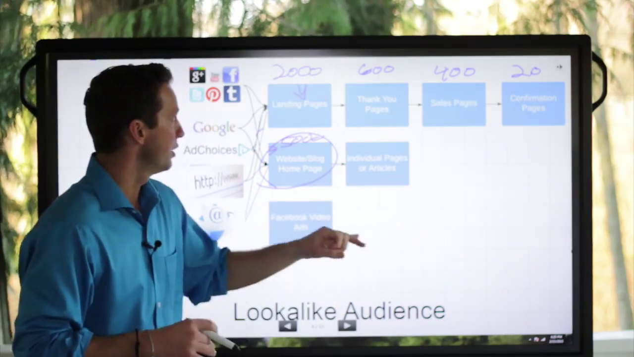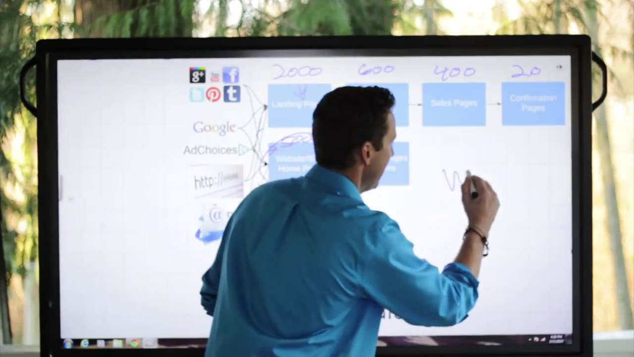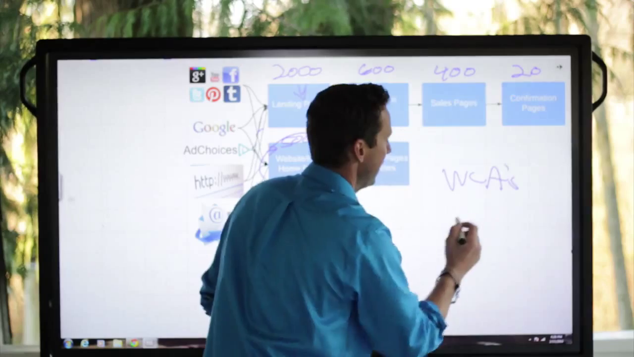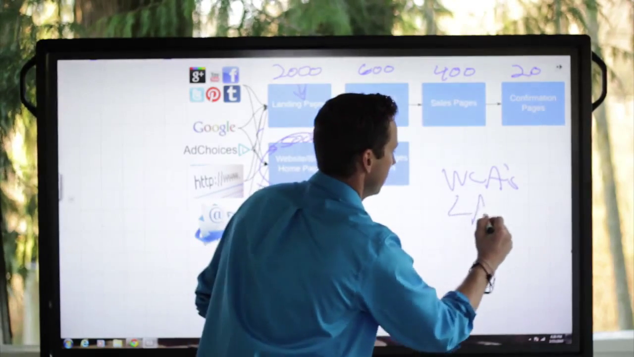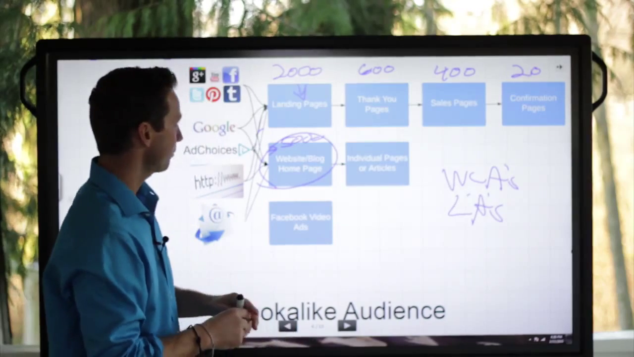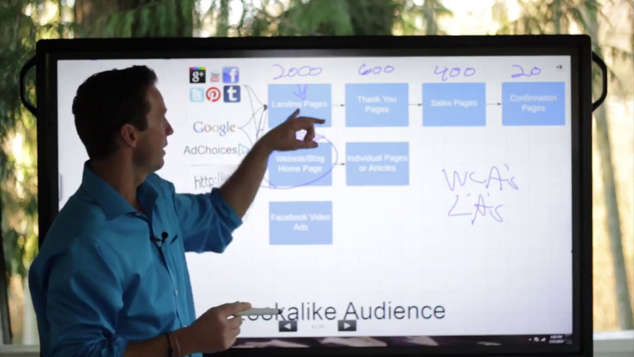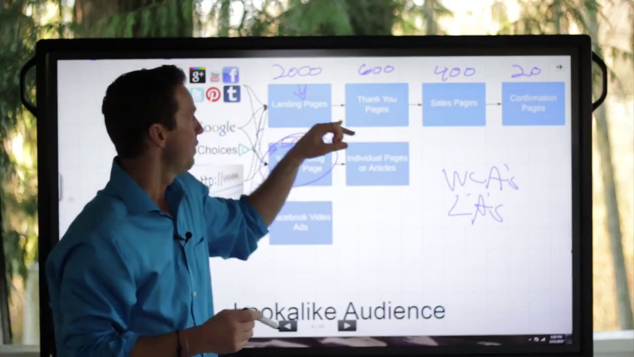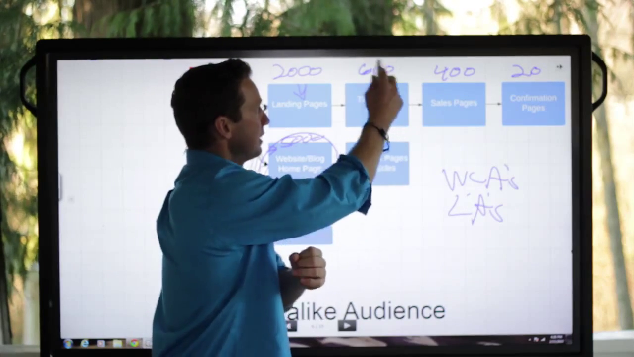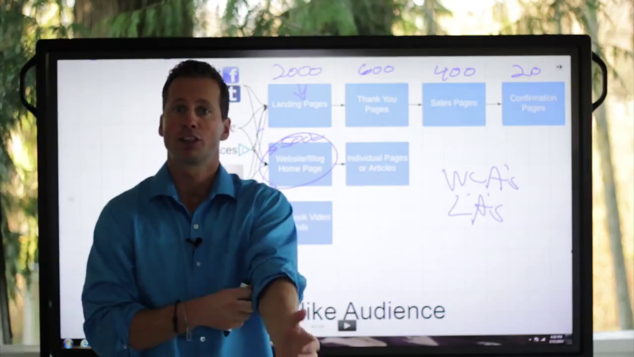So what we can do in Facebook is we can create website custom audiences. We call them WCAs, okay? WCAs, and then LAs, or lookalike audiences. So you got WCAs and LAs, okay? So you can have a site-wide one here. You can have everybody that lands on your landing page. And then you can have, this is basically your opt-in conversions, right? Wherever your lead magnet is. Maybe it's webinar registrations.